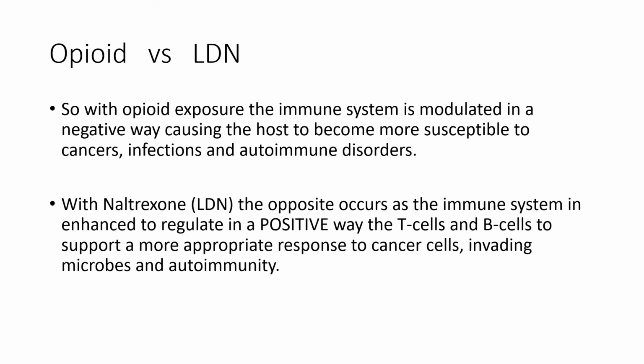With naltrexone, especially low-dose naltrexone, the opposite occurs from what you see with opioids, in that the immune system is actually enhanced and regulated in a very positive way, a way that affects T cells and B cells to support a more appropriate response to cancer cells, invading microbes, and also autoimmunity.